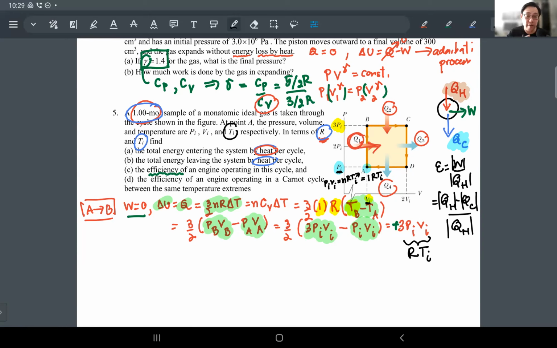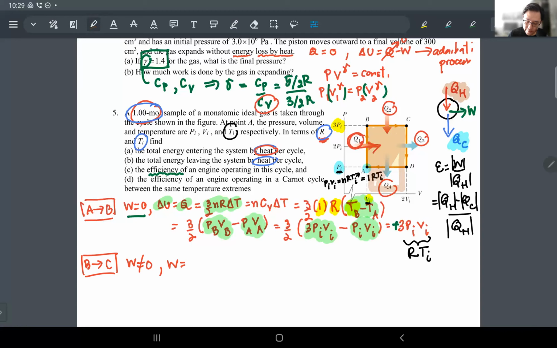Let's try again together. B to C. Let's start from scratch over here. B to C. Now you can see that there is some expansion, so W is definitely going to be non-zero. But the good thing about this one is you can calculate the work done. Let me highlight this for you. It's just going to be the area under the curve. There you go. With me, guys?